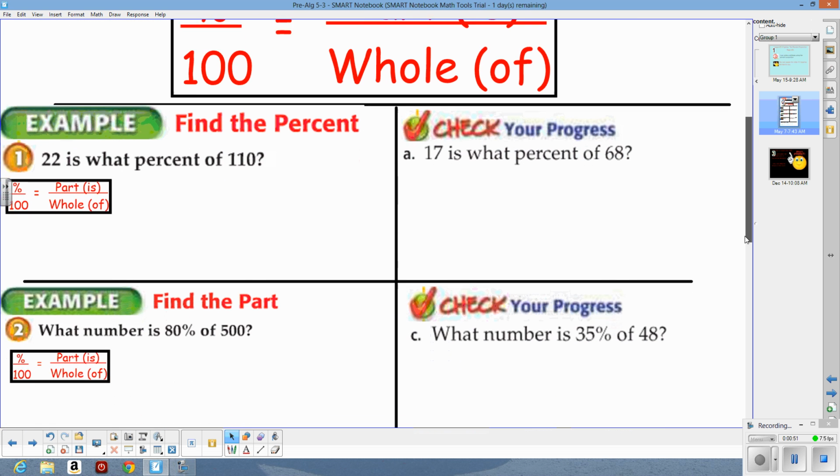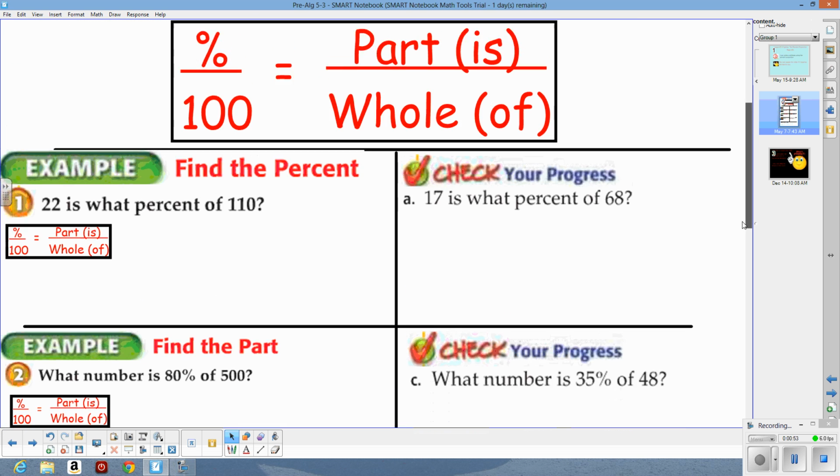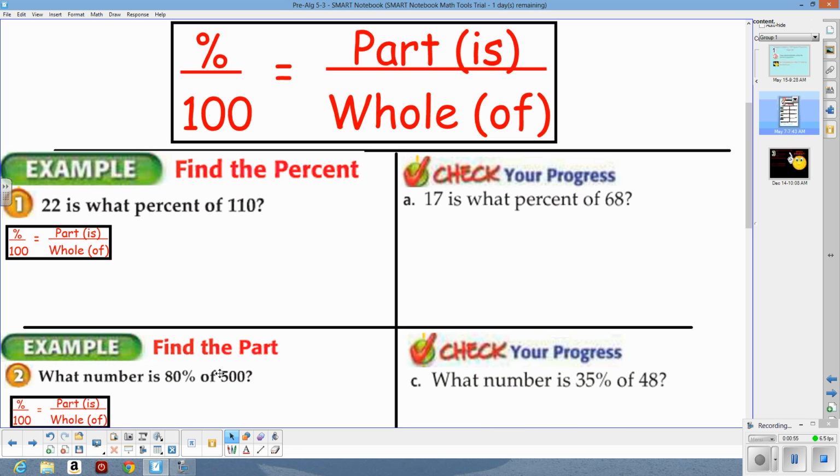In our first example, we're going to find the percent. 22 is what percent of 110? What you want to do is start out by writing your percent proportion. And I always write the percent over 100. In this particular problem, they don't tell us the percent. We don't know what it is because it says 22 is what percent. So I'm going to put a P in place of the percent.